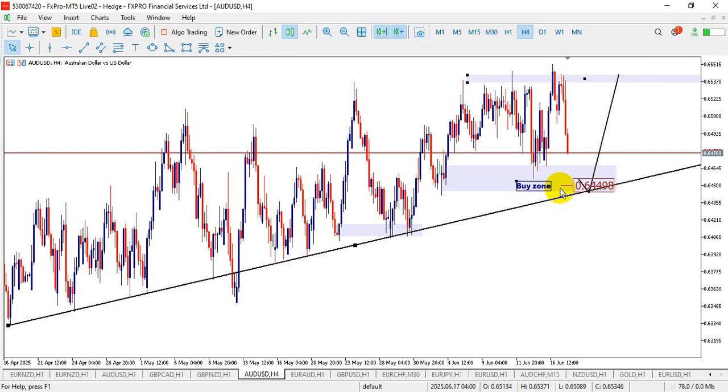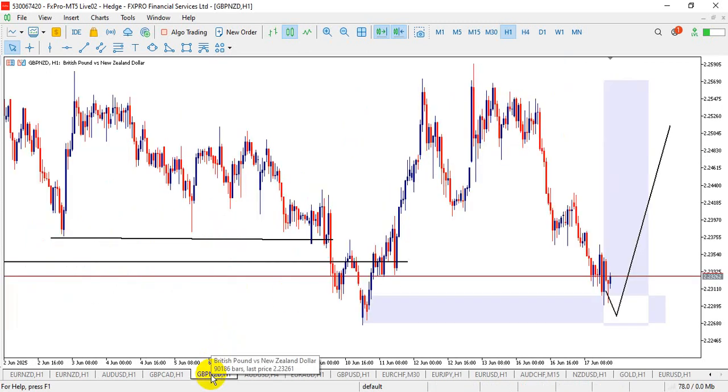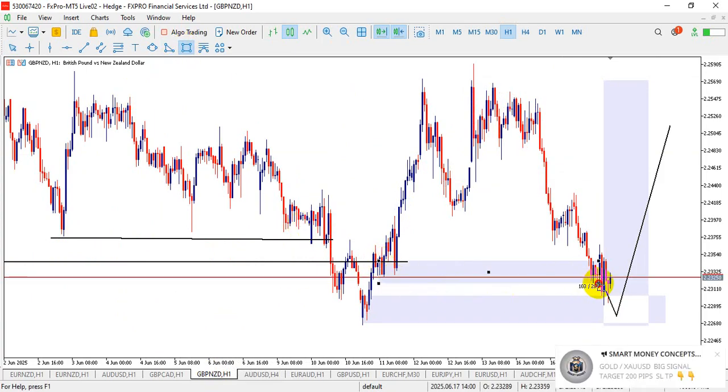Enter your buy. Then GBP NZD, this is another smart money entry. Although I dropped this on our page, price has been reacting. So the one I dropped on the page, I was looking at this zone. Although price is still on that zone, it has not hit our stop loss. So this is where we took our entry.